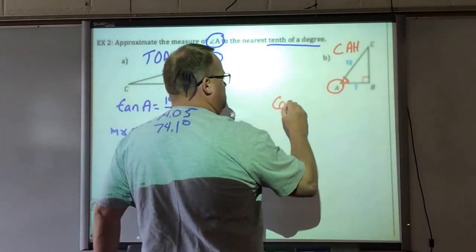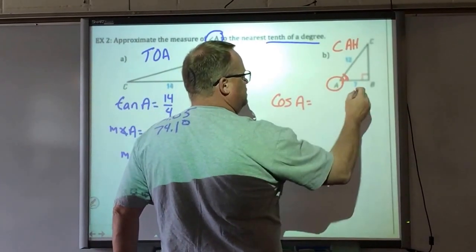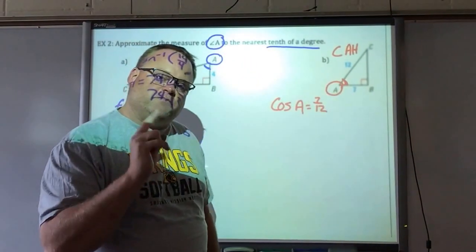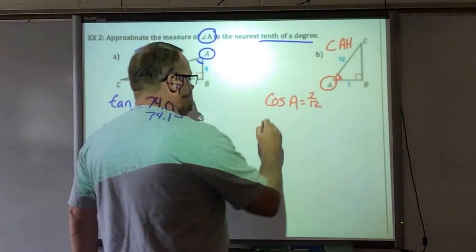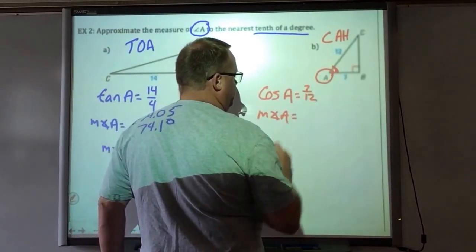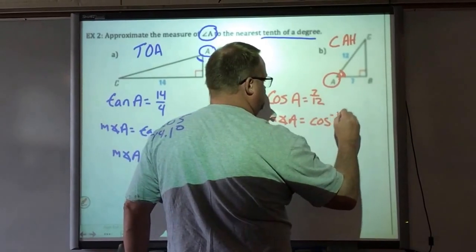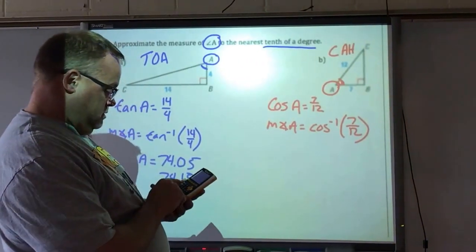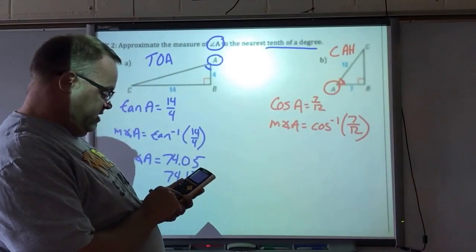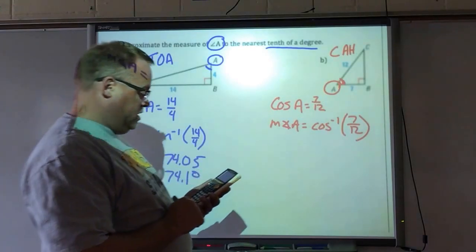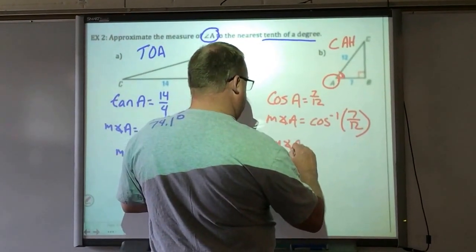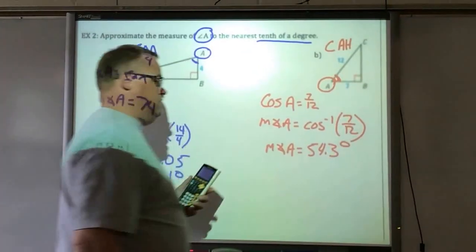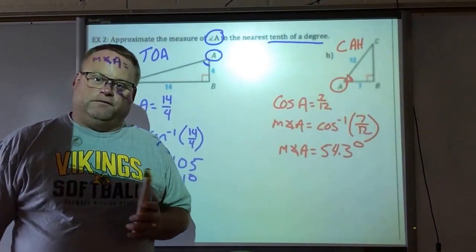So cosine of A is equal to adjacent 7 divided by 12. But remember, I want the measure of the angle, so I've got to do the inverse. So the measure of angle A is going to be equal to the inverse of cosine of 7 divided by 12. The inverse of cosine, 7 divided by 12. And that should be the measure of angle A is equal to 54.3 degrees. All right. Hopefully you're understanding this.